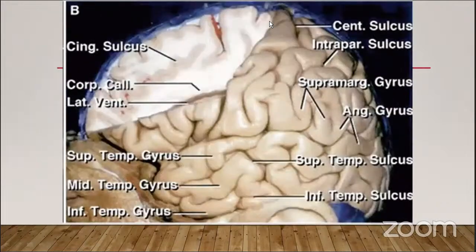In this picture, we have actually dissected the superior and the middle frontal gyrus. You can see that the superior and middle frontal gyrus have been dissected out. The inferior frontal gyrus has been left intact. What this picture depicts is the relationship of the more superficial lateral surface with the deep medial surface.